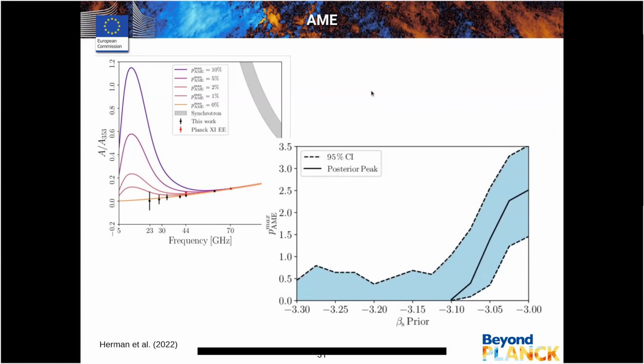Additionally, we have put some constraints on polarized AME. We have managed to do a full-sky constraint on AME polarization. You can see that constraint, the maximum AME polarization as a function of a prior on the synchrotron beta. These are highly degenerate, but for realistic values of beta synchrotron, the limit is less than 1 or 2%.